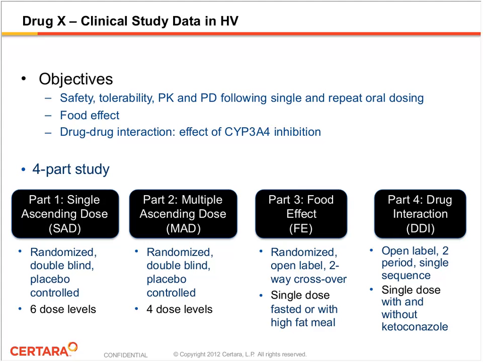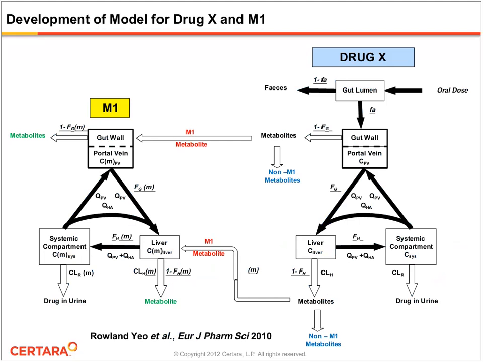So we had very good in vitro data, we had SAD data, MAD data, and we had a DDI study with Ketoconazole. So again, what I did was I had to consider the metabolite as well, because it was also a time-dependent inhibitor of CYP3A4. And so again, I used a lumped minimal PBPK model for drug X and M1, and also had to form the metabolite in both gut and liver.